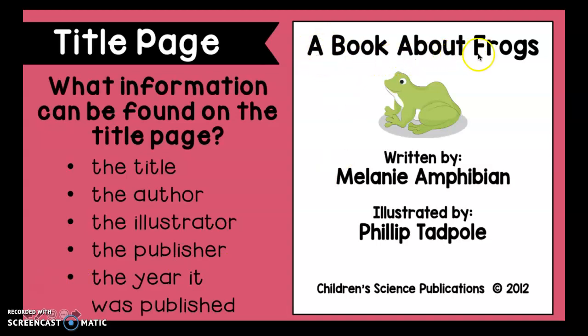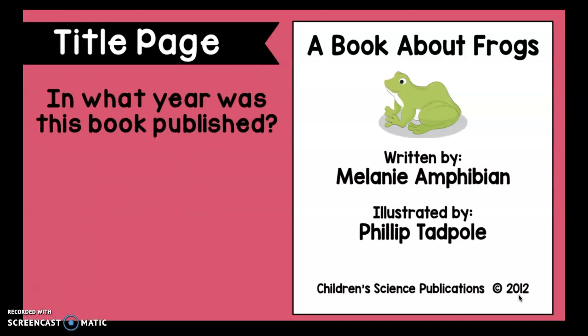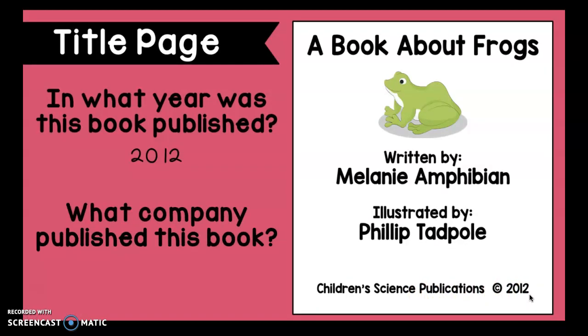So here's the title, a book about frogs. Here is the author, written by Melanie Amphibian. Illustrator, which is Philip Tadpole. And the publisher, Children's Science Publication. And then the year it was published, 2012. And what year was this book published? 2012. And what company published this book? Children's Science Publications.